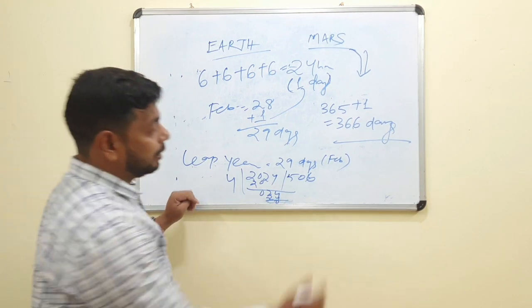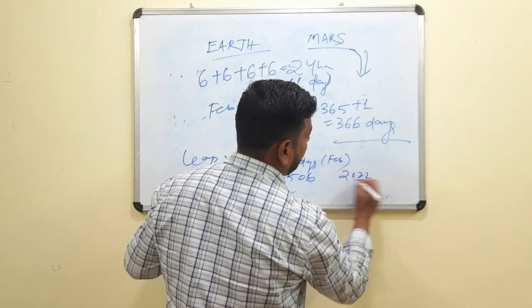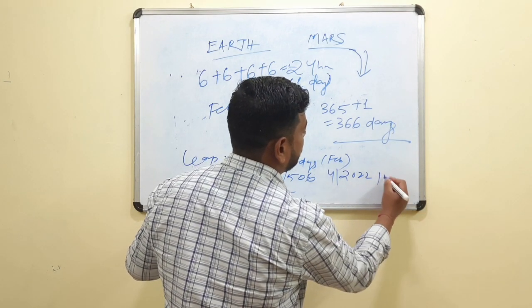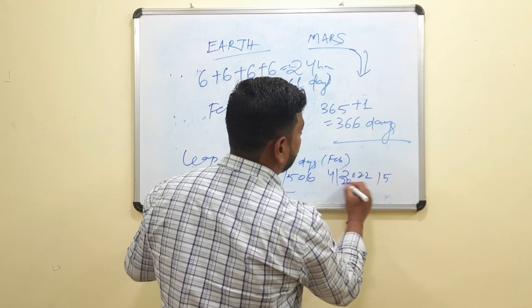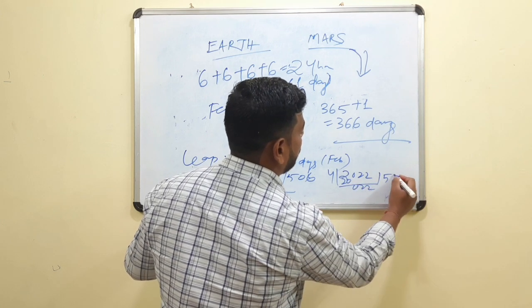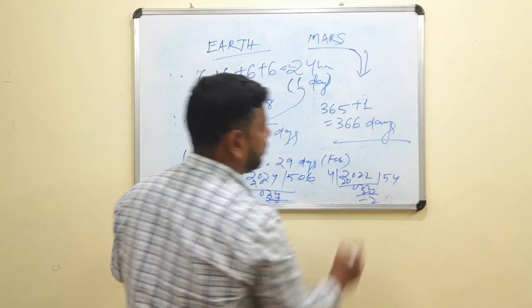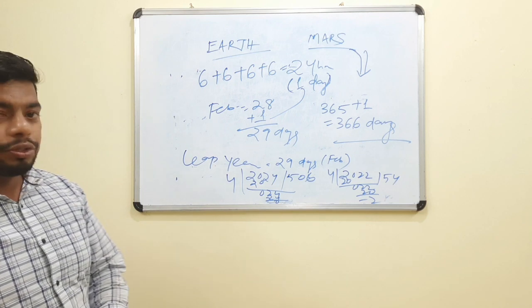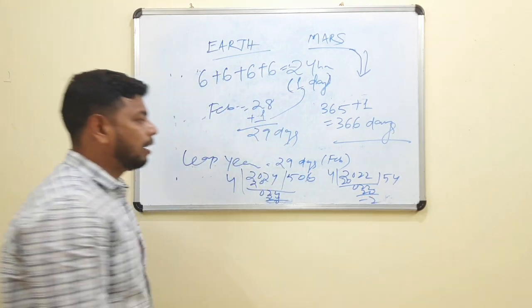Fine. But is 2022 a leap year? No. Because it is not divisible by 4, the remainder is 2. So we understood the remainder is 2.